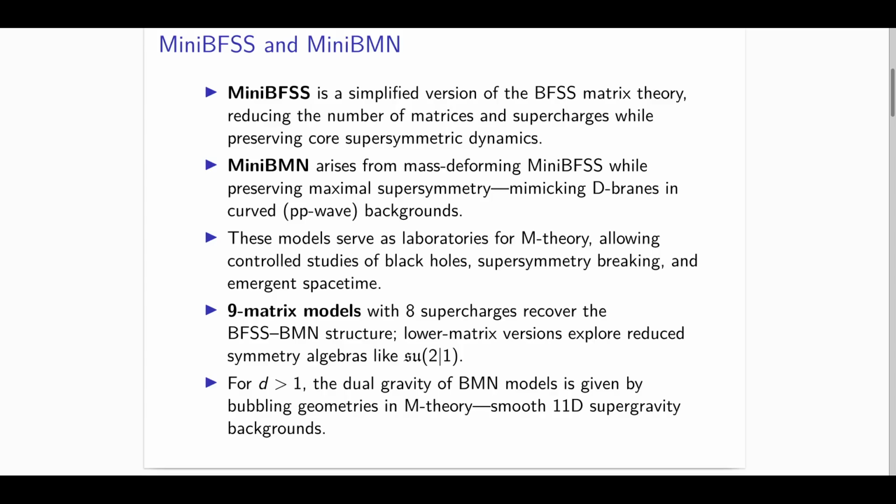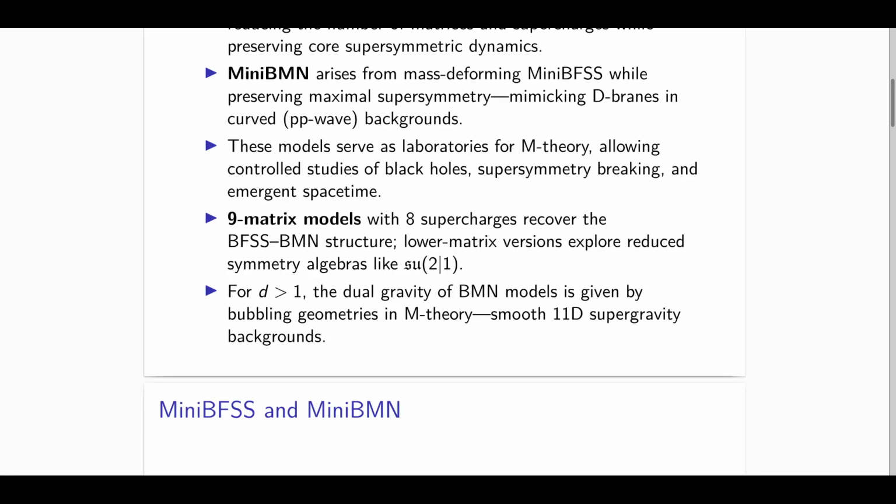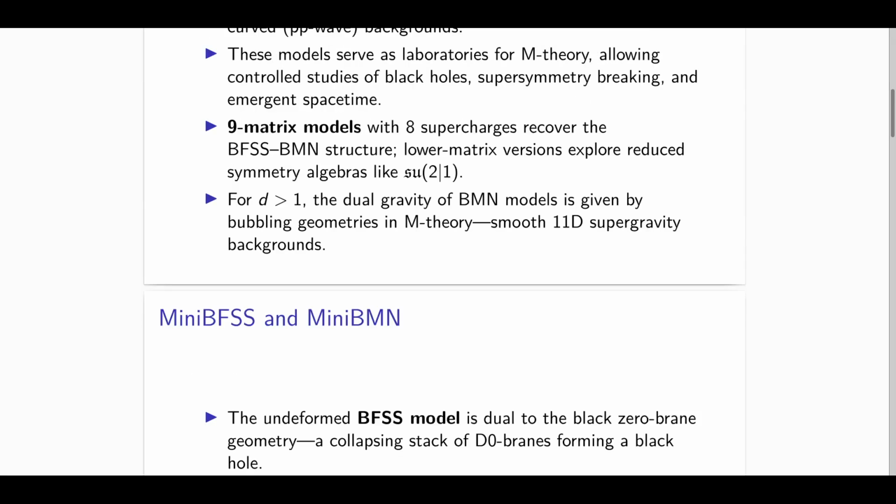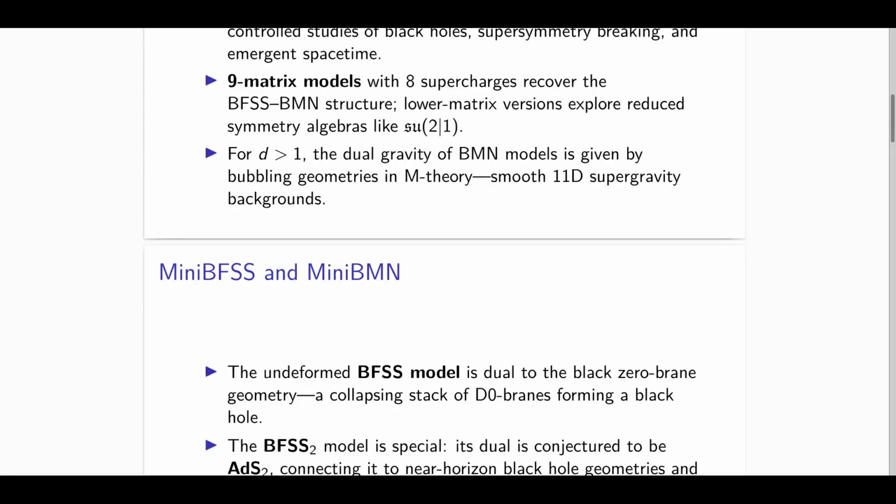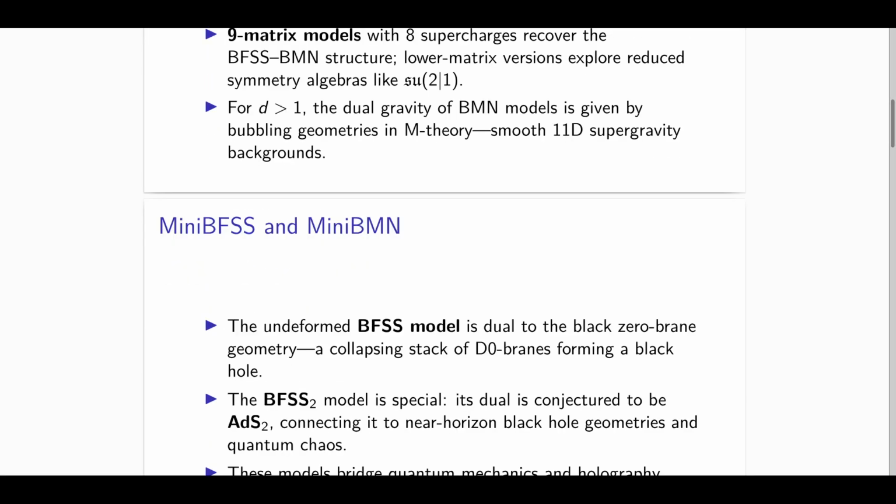MiniBMN models are built by introducing mass terms which preserve maximal supersymmetry. These deformations mimic the physics of D-branes in curved backgrounds, such as PP wave geometries. In 9 matrix models with 8 supercharges, we recover the well-known BFSS-BMN structure. As we reduce the number of matrices, the supersymmetry algebra changes. The 3-matrix version, for example, links to SU(2|1), while the 1-matrix version is even simpler, yet still encodes fascinating quantum behavior.